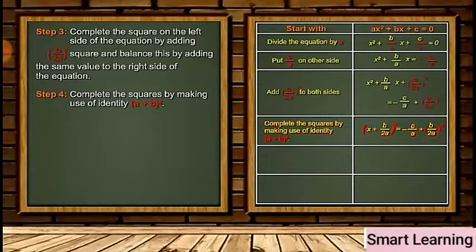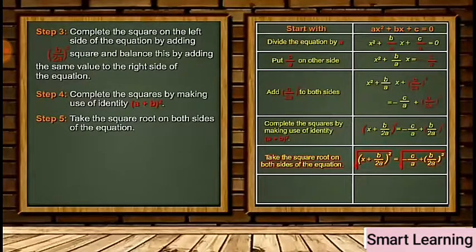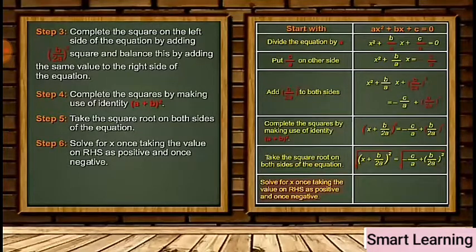Step 4. Complete the squares by making use of the identity (a + b)² = a² + 2ab + b². Step 5. Take the square root on both sides of the equation. Step 6. Solve for x, once taking the value on the RHS as positive and once as negative.